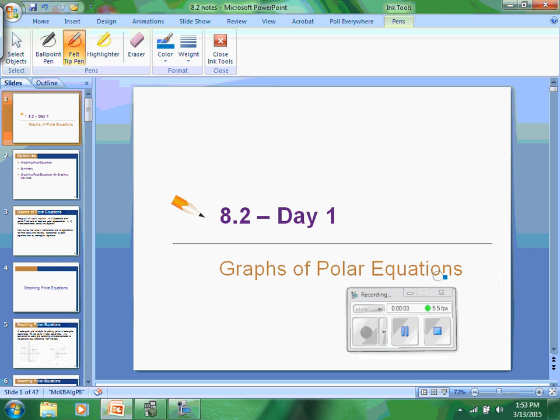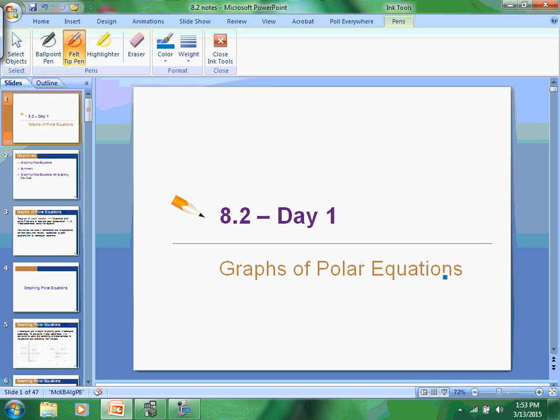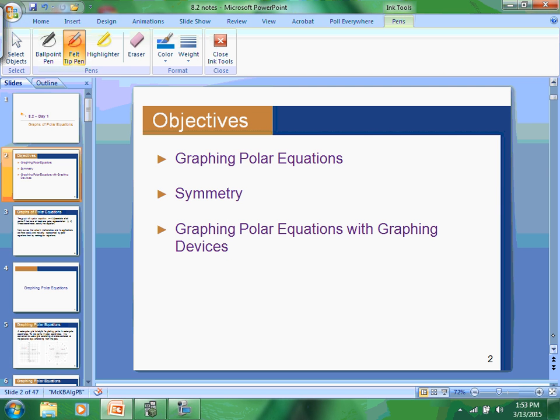Welcome to Mrs. Miller's notes for her pre-calculus class. These are the notes for section 8.2, day 1, entitled Graphs of Polar Equations. We're going to spend 3 days on this section, and today we're going to start off with just some easy polar graphing.